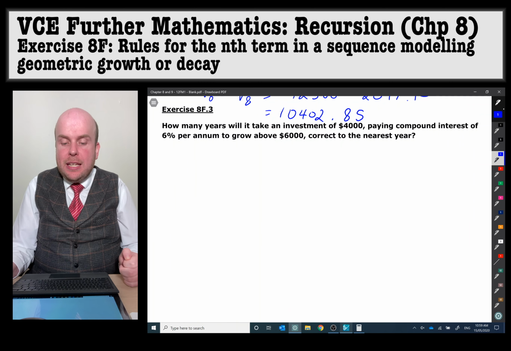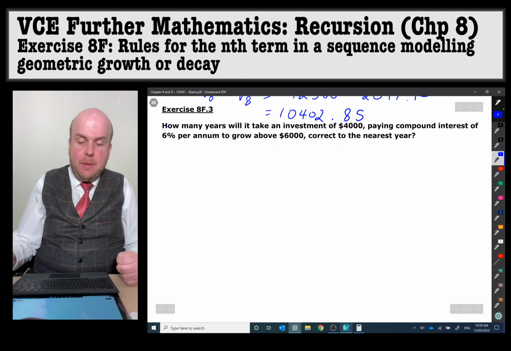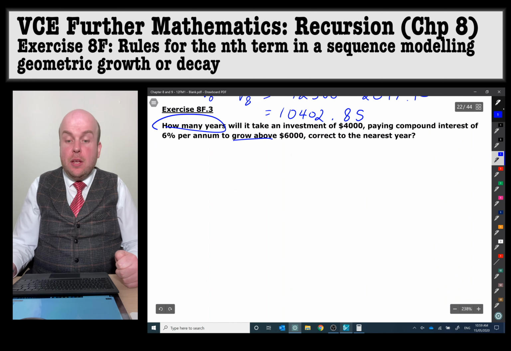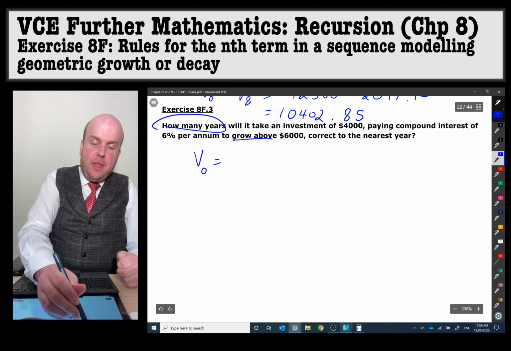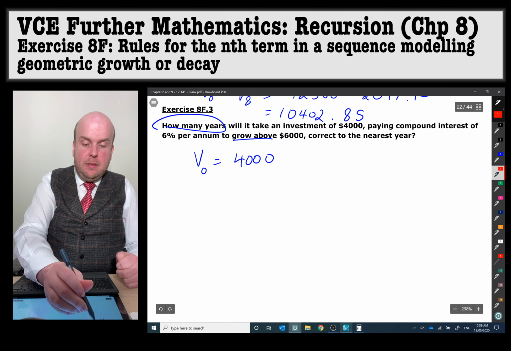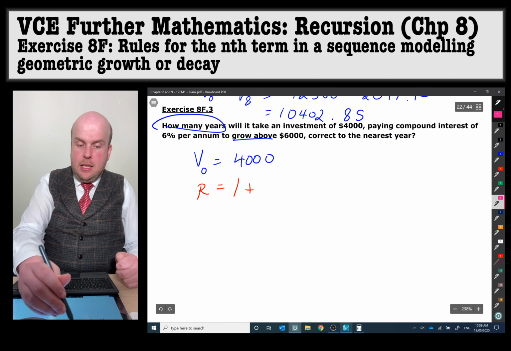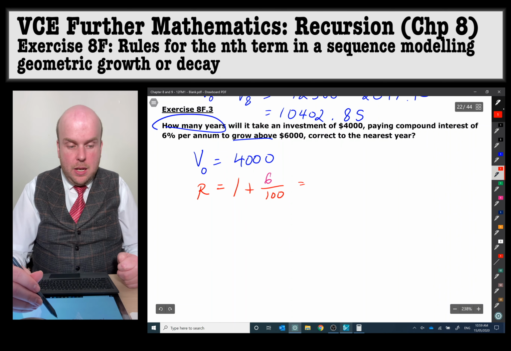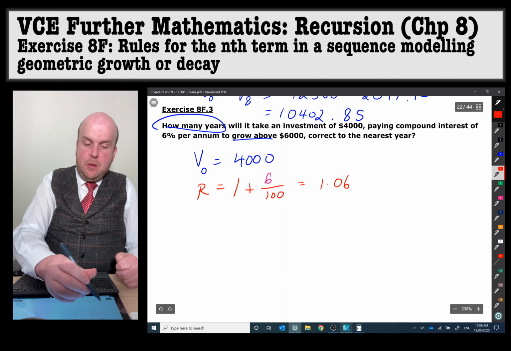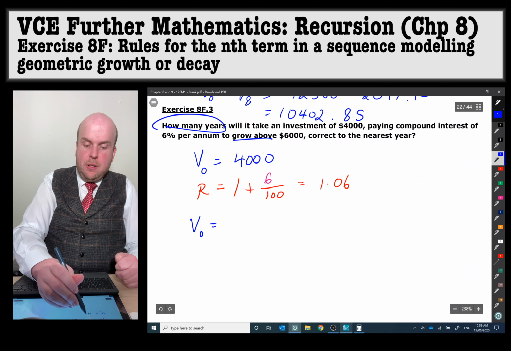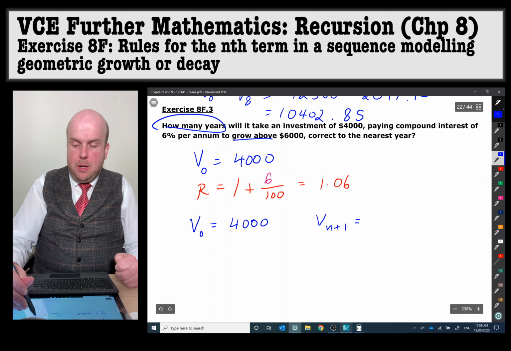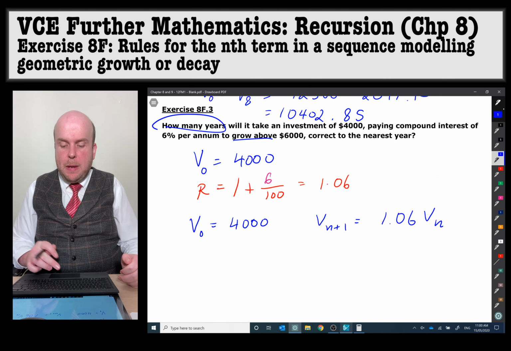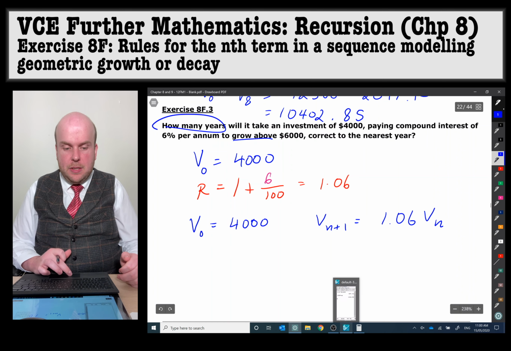8F.3. How many years will it take an investment of $4,000, paying compound interest of 6% per annum, to grow above $6,000? So how many years? We need to find time here. So we need more than that. So the initial is V0, which is 4,000. We can get a lovely R value here of 1 plus, and the rate is 6% per annum, and so this is equal to 1.06. So we've got our initial amount, and here's our recurrence relation, which will be 1.06 Vn. You could have done this using the solve function, which we did a few videos back, but I think the sequences option will be the best choice.